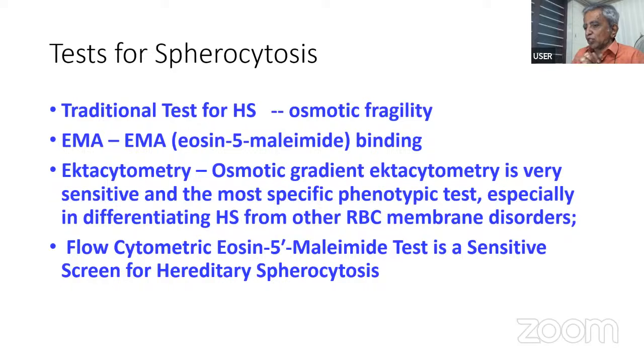The eosin 5-maleimide test uses flow cytometric studies. That also you should know. That's also a very sensitive screening test for hereditary spherocytosis. Ektacytometry will differentiate among them. There are different curves for each. That is the job of a hematologist, not of us.